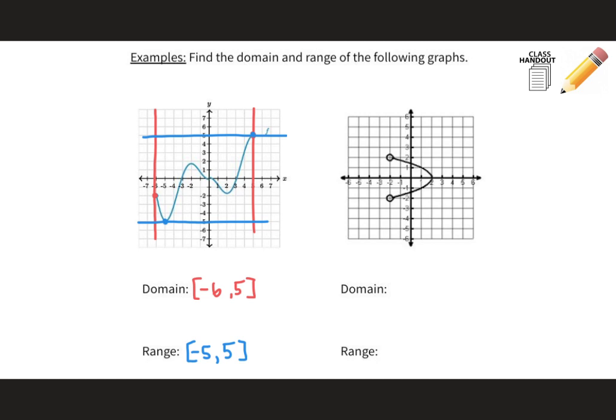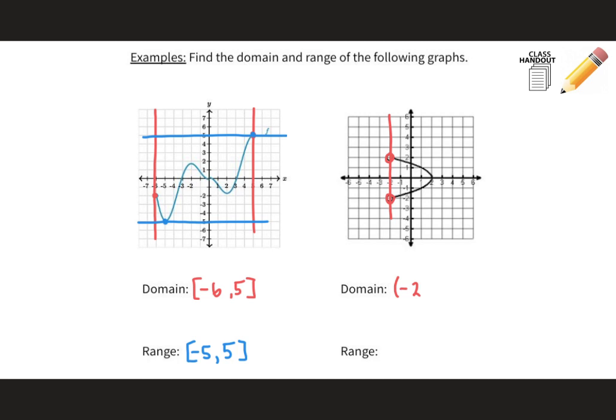Okay, looking at the second example, the furthest left my graph goes is here, which is at -2. However, as we can see, there's 2 open circles. Those are called holes, which means that my graph doesn't hit it at -2. It gets really, really close to -2, but doesn't quite hit -2. So in that case, we're going to use a parentheses.